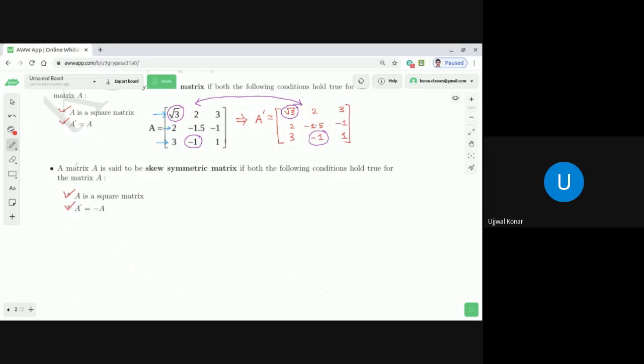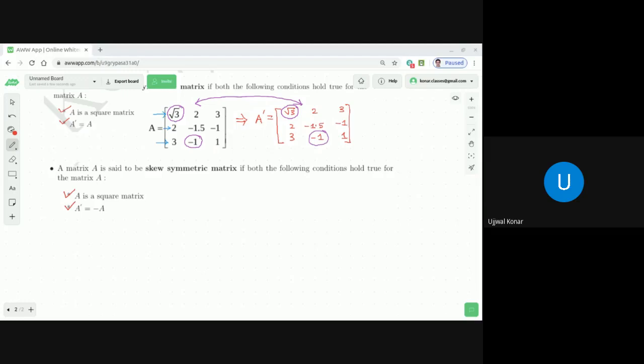First one is that A is a square matrix and A transpose should be equal to -A. That means if in the original matrix you multiply each and every element by -1, whatever matrix you get should be equal to the transpose of that matrix. You may be wondering, sir, how is it possible? Can you give an example? Absolutely, we can give an example.